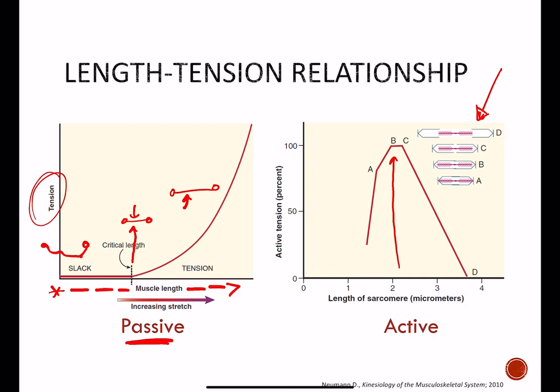So when the muscle is very short, it's represented by this A figure in the picture. And really think it through. These little sketches here are the sarcomere.